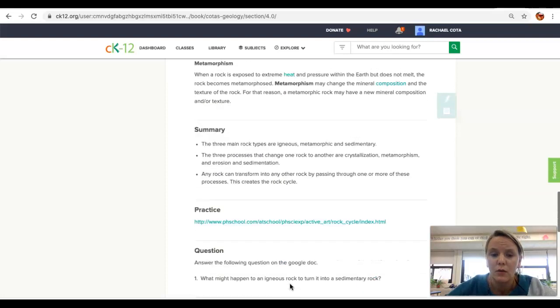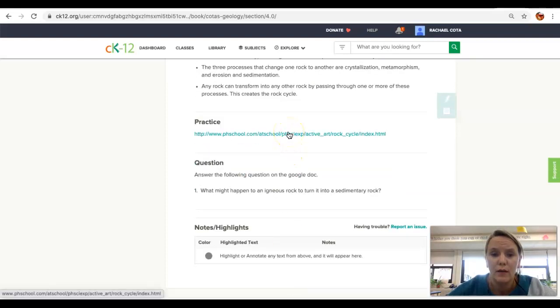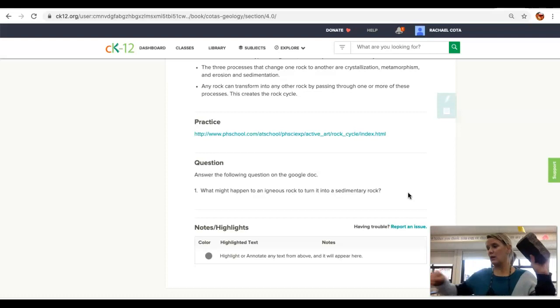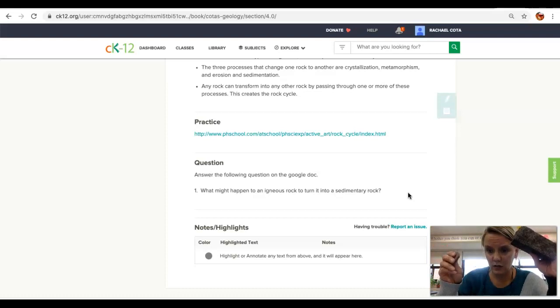Okay? We have a little practice question right here. And you can write this down. Those of you who have been in my class all along have that Google Doc that goes with this book. And you can answer this question: what might happen to an igneous rock to turn it into a sedimentary rock? So what happens for a rock to go from this to a rock that looks like this, the sandy sandstone or something like that? What has to happen to this in order for it to become a sedimentary rock?